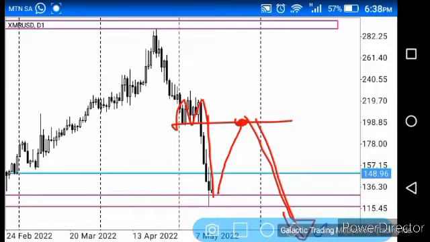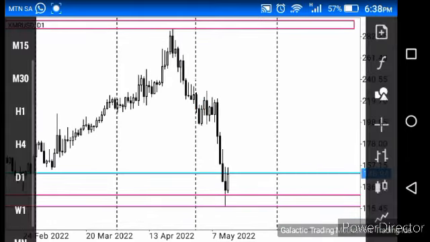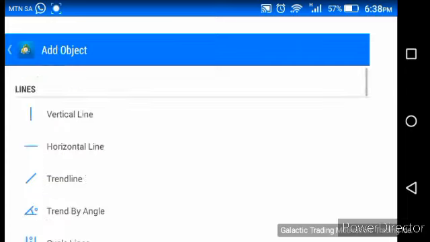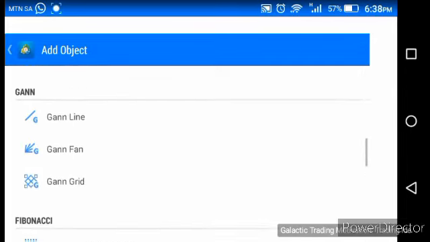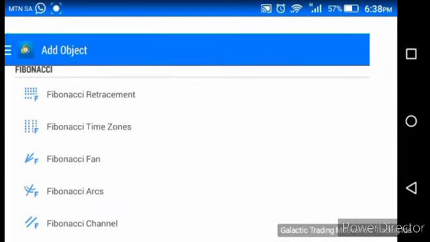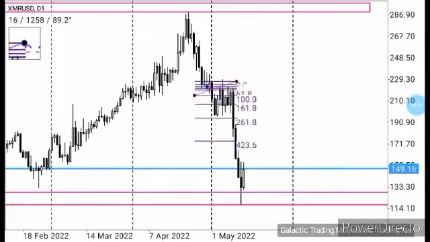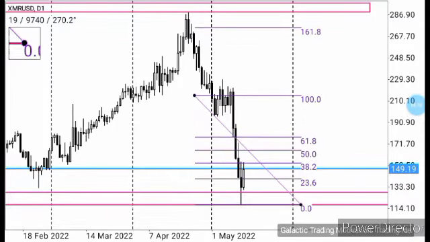We can actually employ a Fibonacci retracement tool to see if this neckline actually aligns with any of the key Fibonacci zones. So let's see. Just gonna add Fibonacci now. Just bear with me, guys. There we go. Fibonacci retracement. Let's see.